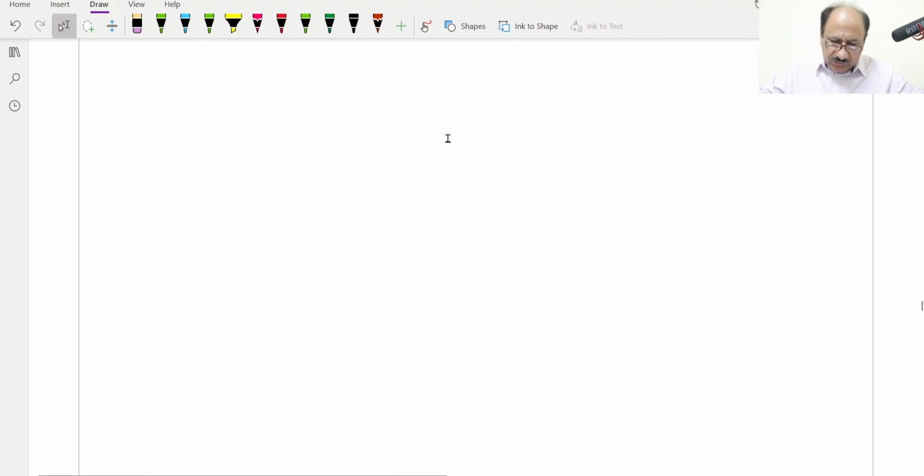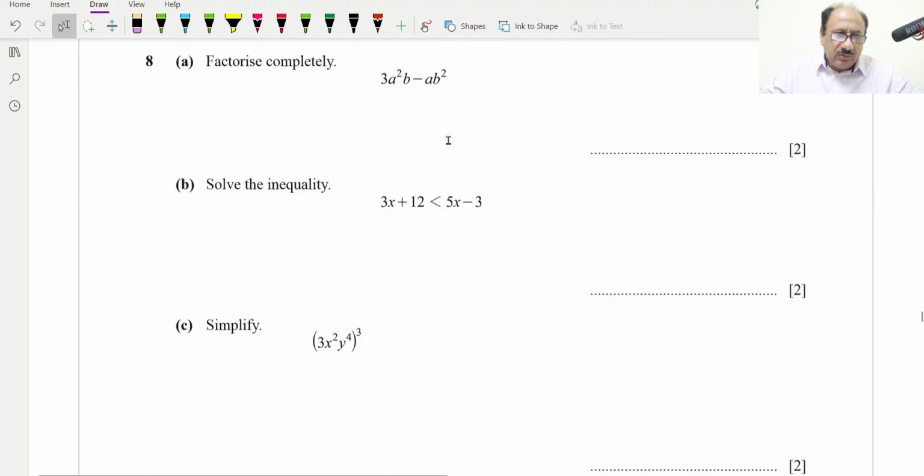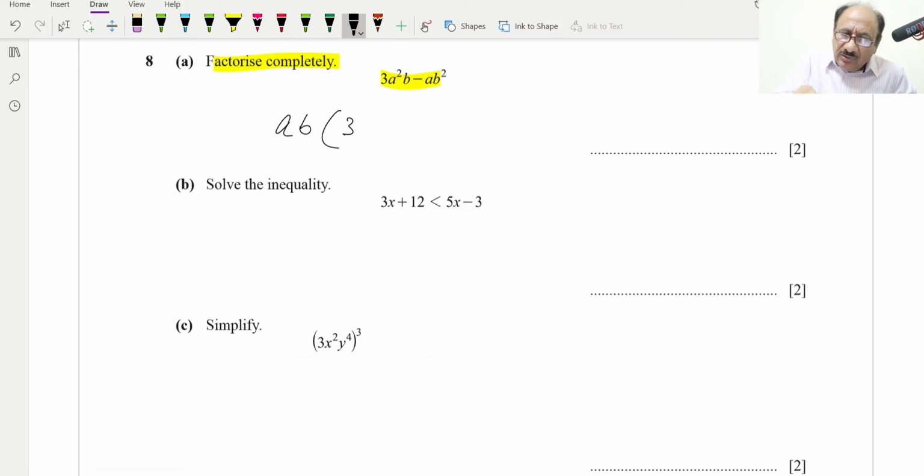Then comes question number 8, and question number 8 is the algebra portion, which is very easy. We have to factorize completely this expression, and we can take the maximum common factor, which is ab. Inside will be 3a minus b, and this will be our answer over here, 3a minus b.